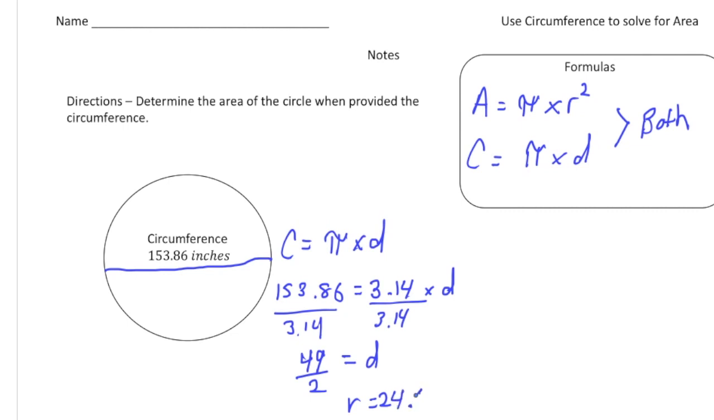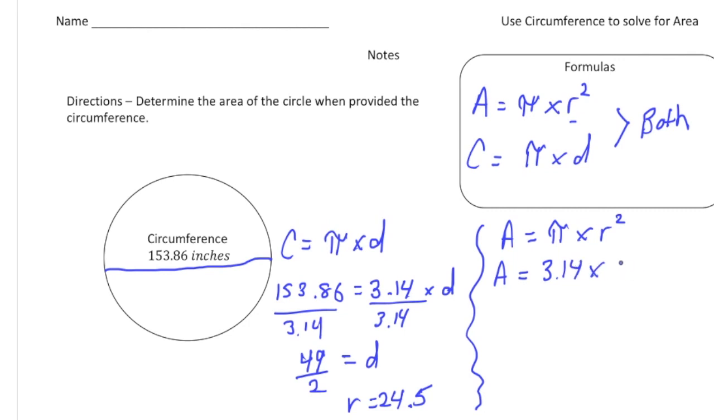Now, the reason why that's important is if you look at the formula for area, okay, we need to figure out what the radius is. And now we do, right? So now what we can do is write down the formula for area. So area equals pi times radius squared. And now plug in what we know. So area is going to be 3.14 times 24.5 squared. So the second power.